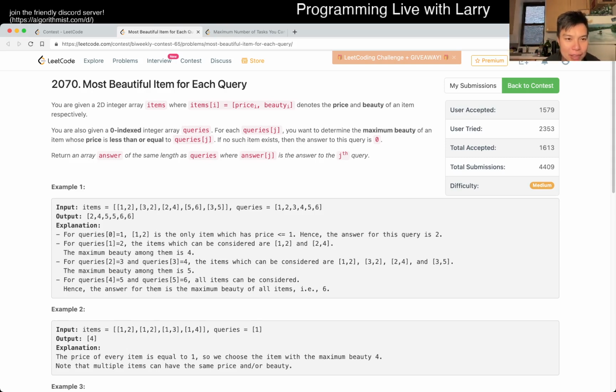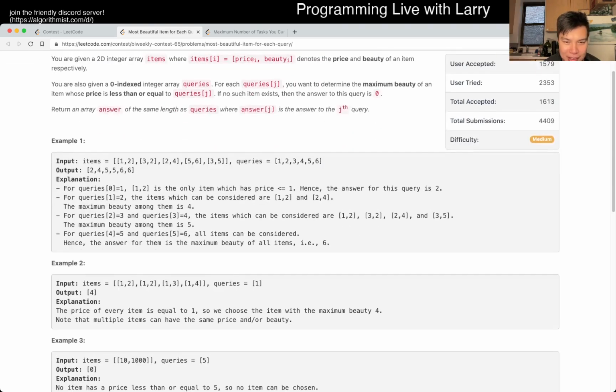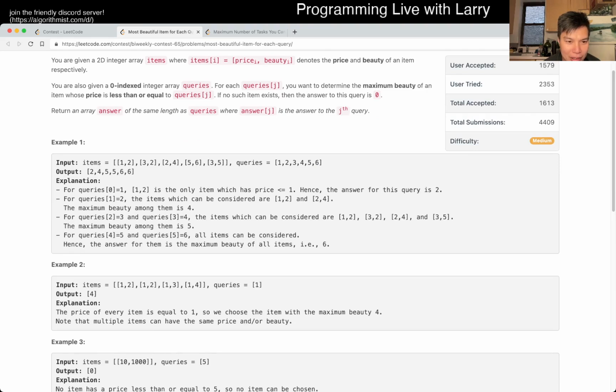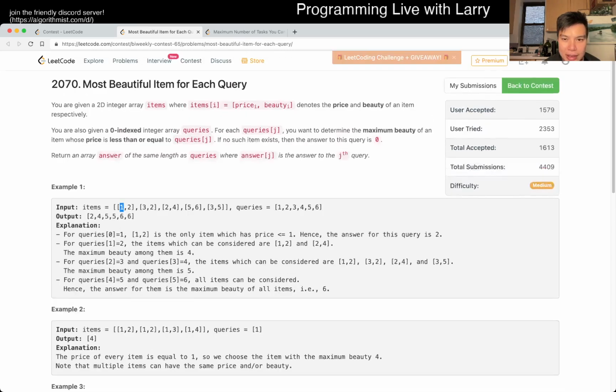Okay. 2070, most beautiful item for each query. A 2D array items denotes the price and beauty of an item. Maximum beauty of an item whose price is less than or equal to the query. What does that mean? It's too early for me to parse these exactly. Okay, return an array that ends up the same length as queries. Let's look at an example. This seems very examinable. So for queries[0] equal to 1, we look at the price and then we get the maximum beauty.